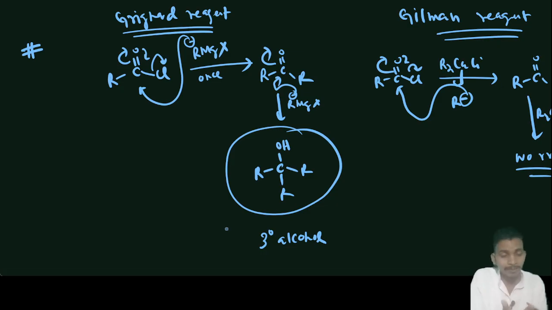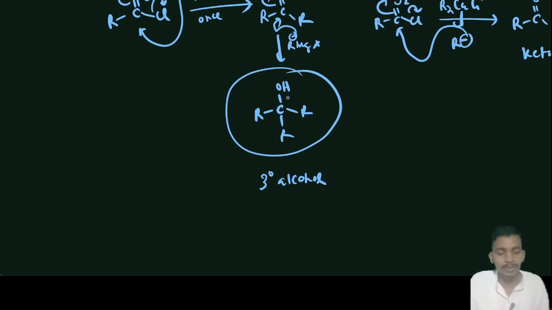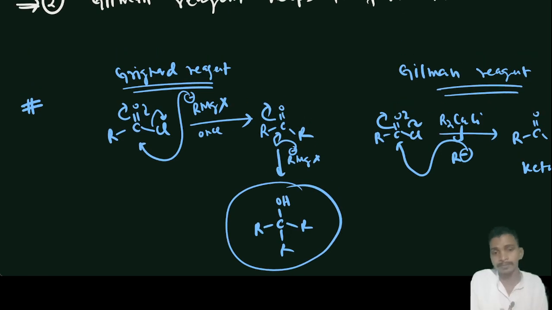It means that if we have an acid chloride, then the Gilman reagent can attack this carbonyl group, but that will happen once. After that the leaving group will leave, and it will go up to ketone only. So ketone will form. But in the case of Grignards, it will go further and be reduced to 3-degree alcohols. So these are the basic points regarding Gilman reagents and Grignard reagents.